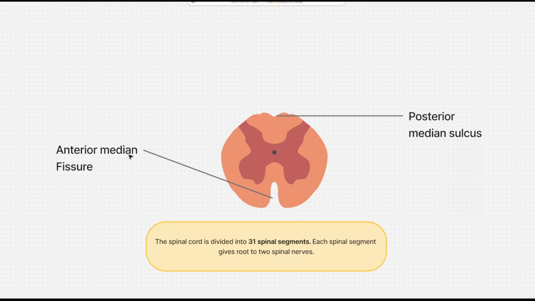The first one is the anterior median fissure. As the name says, it's anterior, so ventrally, you would see this deep fissure, and posteriorly you would see a sulcus. It's this crack, but it's shallower than the anterior median fissure, so we call it the posterior median sulcus, and both are median because this is the midline, right?